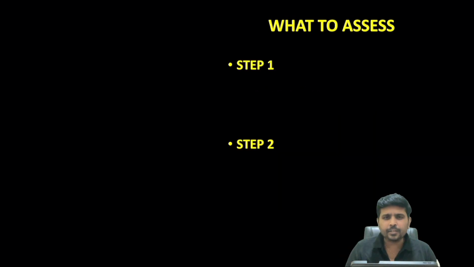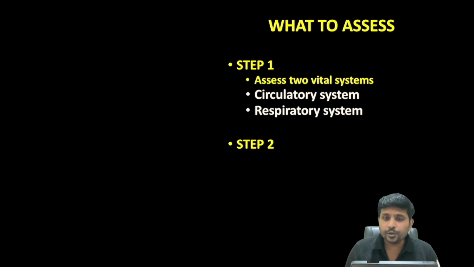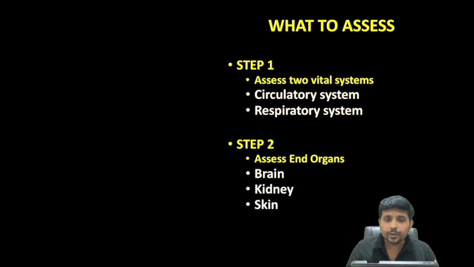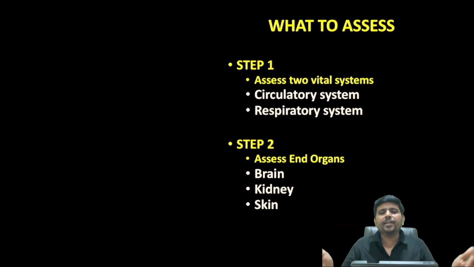So what are all the things you need to assess? Assess two vital systems. You need to assess how the circulatory system is working and how the respiratory system is working, how your heart is functioning, how your lung is functioning. Second one is you need to assess the end organs. If your heart is working well and your respiratory system is working well, your end organs such as your brain, kidney and skin will automatically work well.